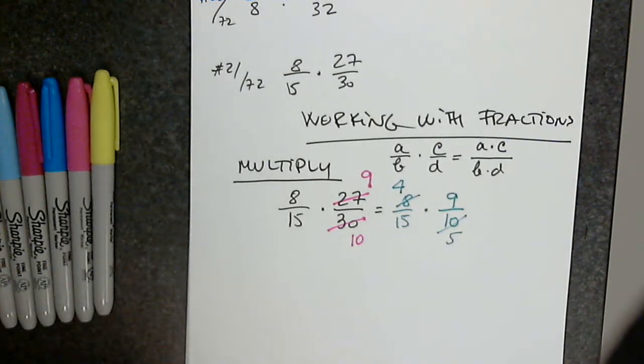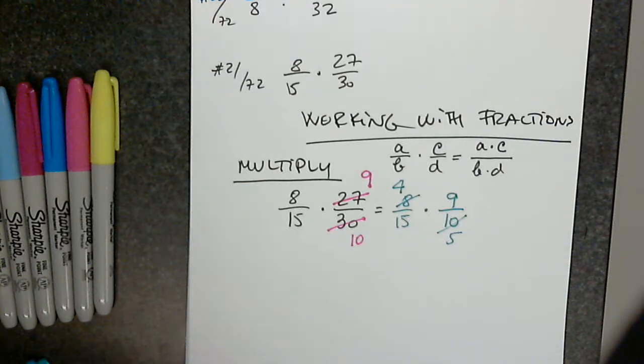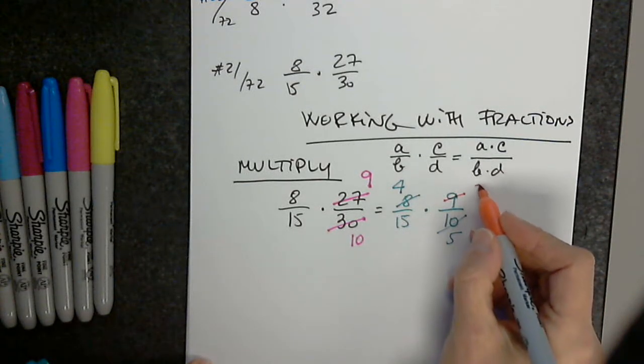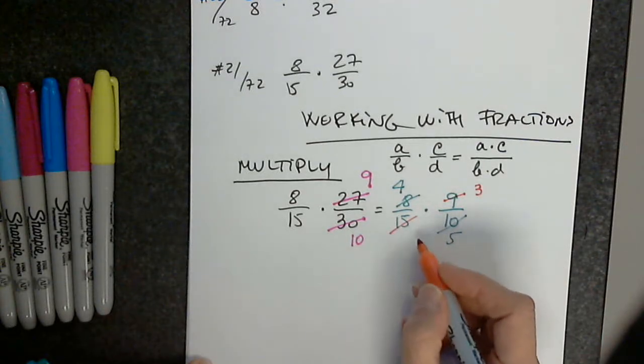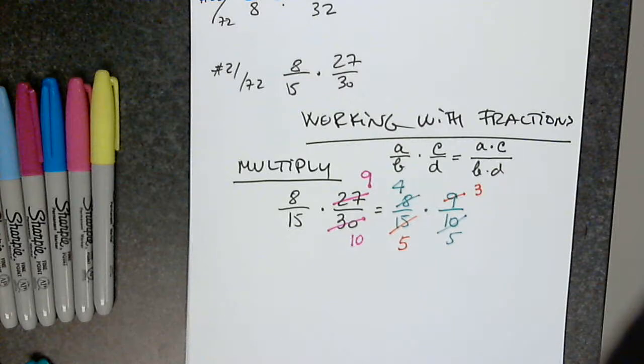Awesome. Now let's look at 9 and 15. Can I simplify 9 and 15 by anything? Is there a common factor there? Yes. So 9 divided by 3 is? 3. And 15 divided by 3 is? 5. Finally, can anyone tell me what is left at the top? Don't write anything yet. Just tell me what is left at the top. 4 times 3. Awesome. And the bottom? 5. Times?